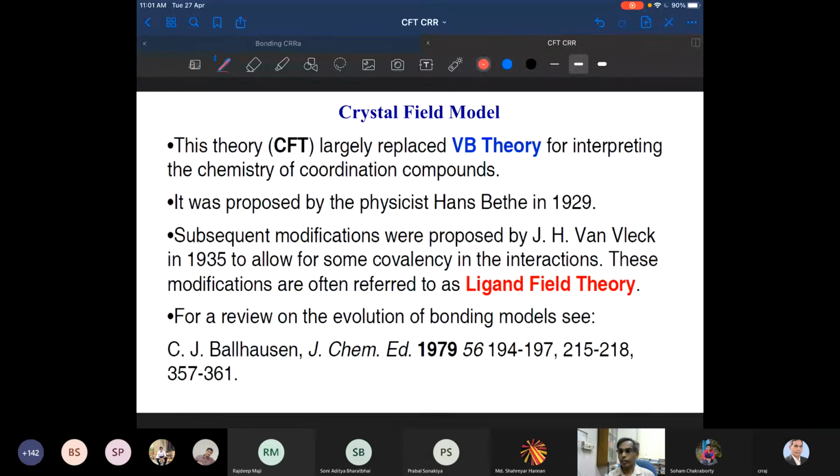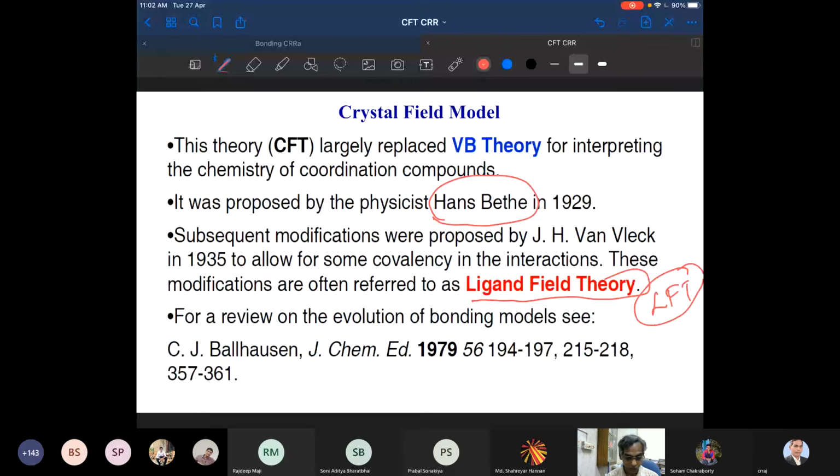Okay, let's start. So what we have here is the crystal field theory, the crystal field model, right? You can read. I think you should have read already. They're basically largely replaced by valence bond theory. As I mentioned, this is the person who proposed it, Bethe, in 1929, and then it was modified, and then it comes to ligand field theory, what we call LFT. We will not be studying LFT.